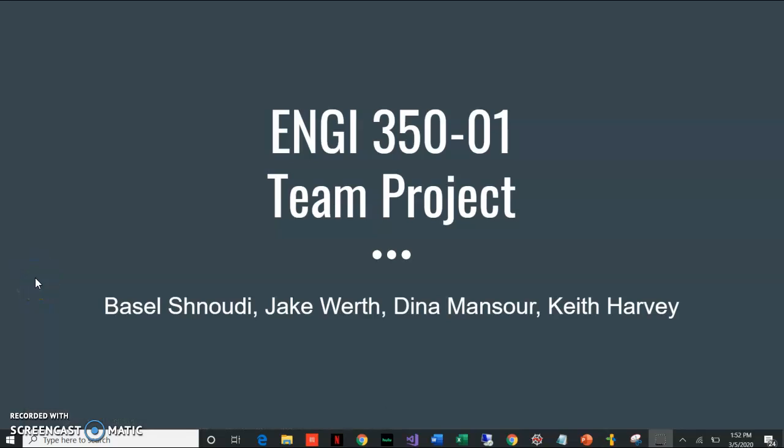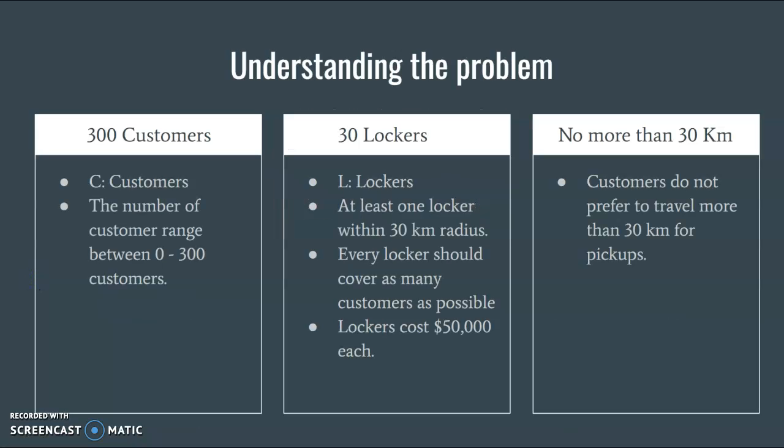For our ENGI 350 project, Basil, Jake, Keith, and I worked together on the Amazon locker problem. To help understand the problem better, we have a range of 300 customers and 30 Amazon lockers and a distance of 30 kilometers. For this, our C stands for customers and the number of customers ranges between 0 to 300.